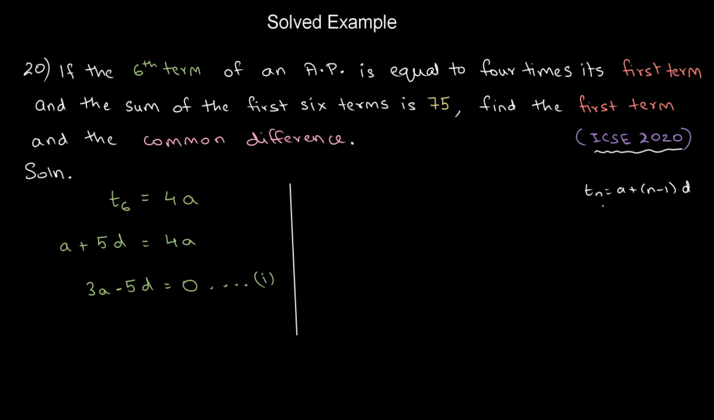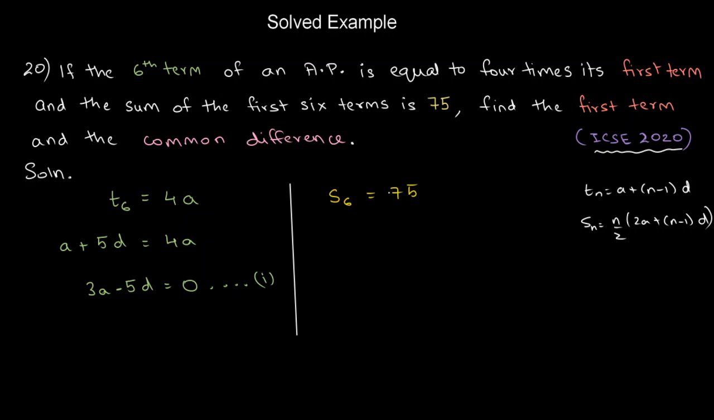Now, if you remember, we know the formula for the sum of n terms of an AP, right? So Sn is equal to n upon 2, 2a plus n minus 1 into d. This is the formula for the sum of n terms of an AP, right? So we've been given the sum of the first 6 terms. So they've told us basically that S6 is equal to 75. That's the sum of the 6 terms of an AP. Okay. Now I'll be using this formula for that again.